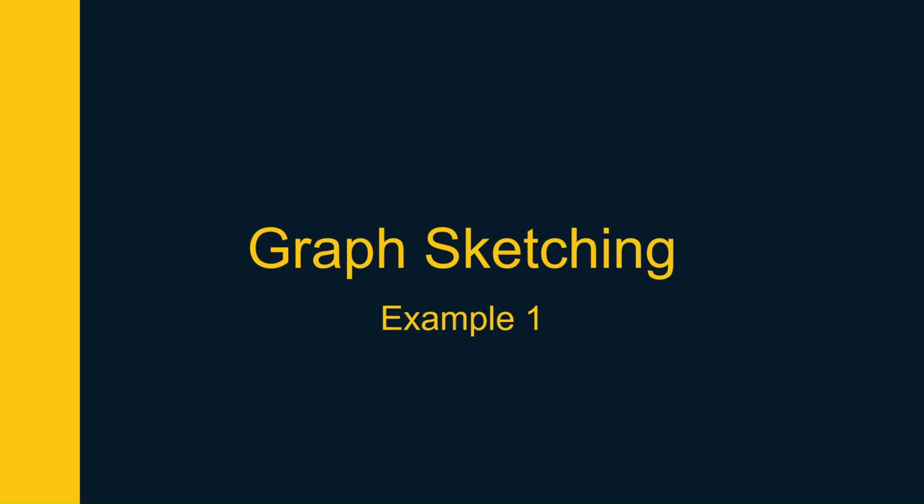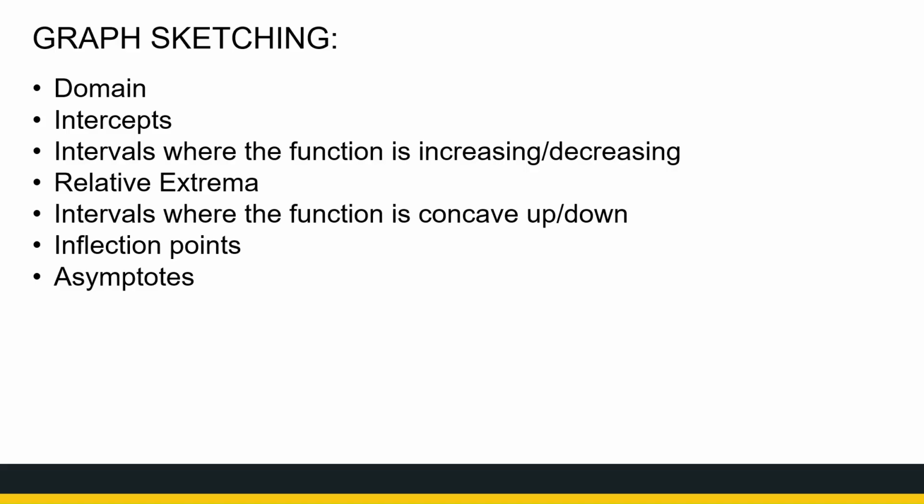These videos are going to be a little bit longer because there's a lot of aspects to look at. If we want to sketch a graph, there are the next things we'll need to look at. We need to know the domain of the graph. We need to look at the intercepts. We need to look at where the function is increasing and decreasing, relative extrema, intervals where the function is concave up and concave down, inflection points, and asymptotes. Once we have all this information, we can sketch the graph.